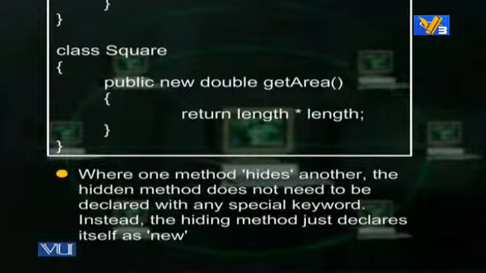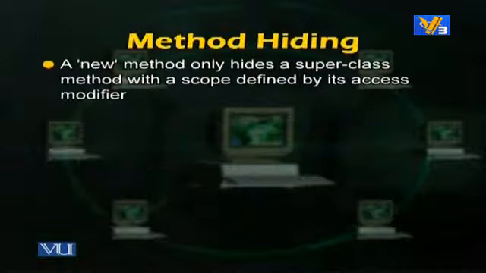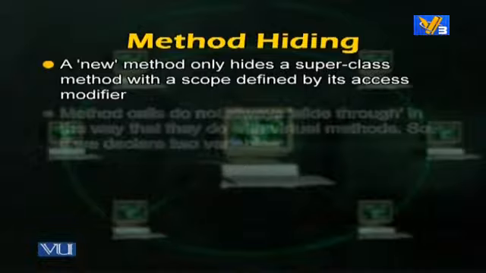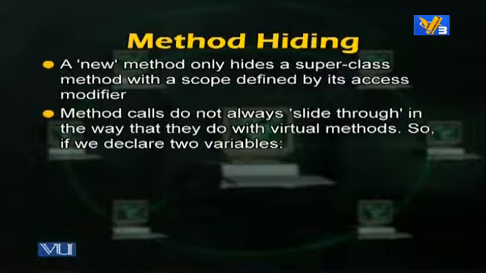So where one method hides another, the hidden method does not need to be declared with any special keyword. Instead, the hiding method just declares itself as new. A new method only hides a superclass method with a scope defined by its access modifier. What does that mean? کہ یہ اس کی سب کلاس تک آگے بات نہیں جائے گی. Method calls do not always slide through in the way that they do with virtual methods.